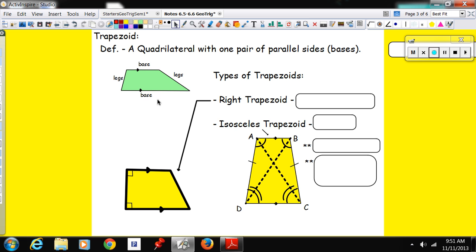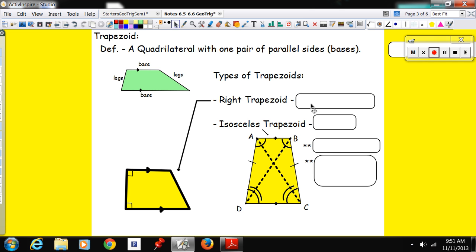Now there are different types, but you can look at the key words here. The parallel sides are called bases, and the non-parallel sides are called legs. So you got base and base, you got your two bases. You can always have a short base and a longer base, because we know that these two aren't the same, so the top and the bottom can't be the same. And we have different types of trapezoids.